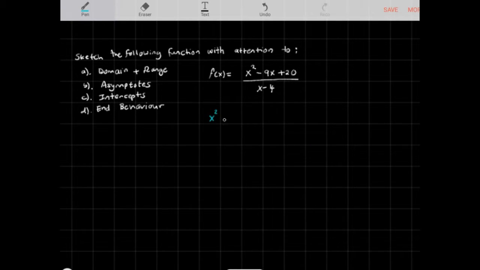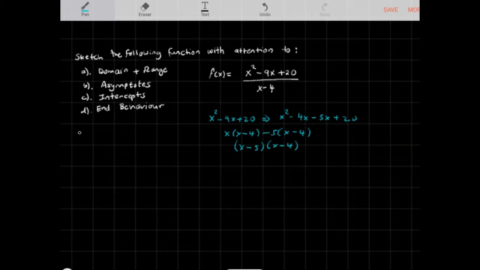So the x squared minus 9x plus 20 can be factored as x squared minus 4x minus 5x plus 20, because we want two numbers that add up to -9 and multiply to 20. This is factoring by decomposition, so you can also consider the product and sum rule. And you get x minus 4 minus 5 times x minus 4, so you get x minus 5 times x minus 4. Okay, so this is the factored form.